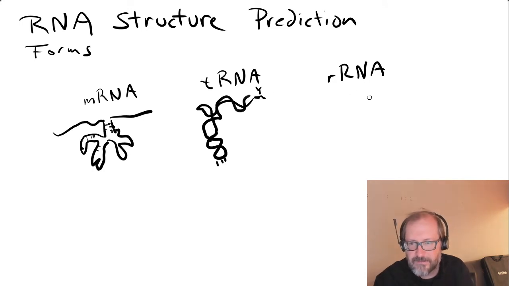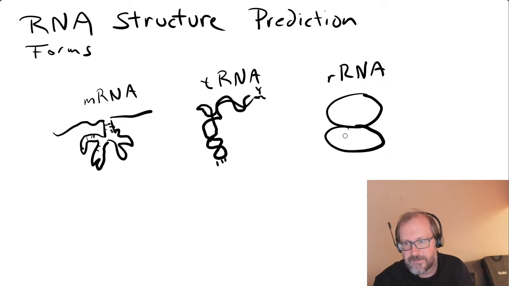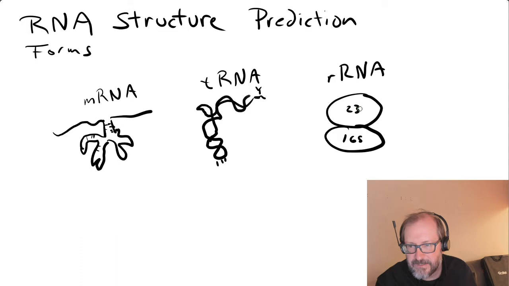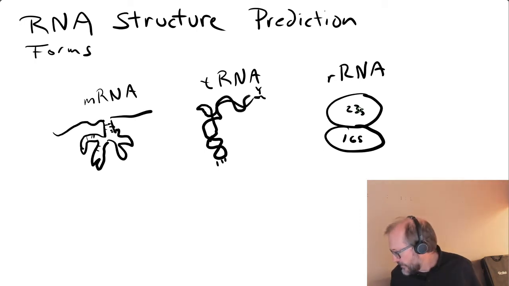And then lastly, there's ribosomal RNA, and that's the RNA that's in the ribosome. In the case of prokaryotes, you're familiar with 16S and 23S RNA. So, three main classes of RNA. And of course, there are others, but they're smaller in quantity.